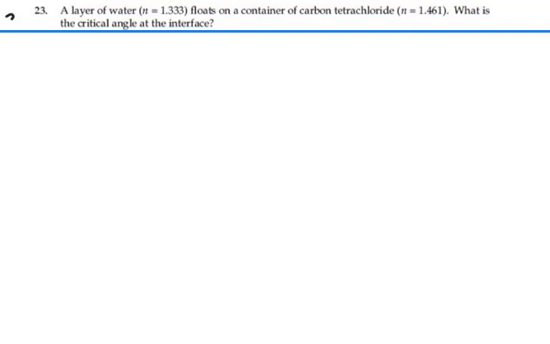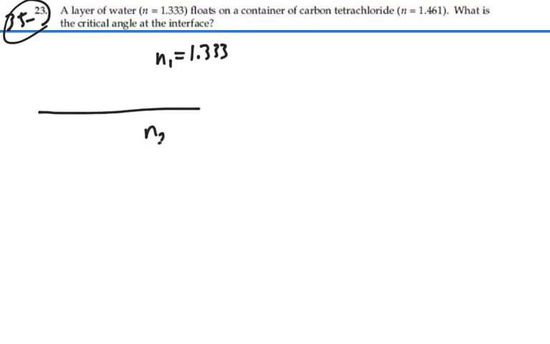Here's 3523. A layer of water, index of refraction 1.333, floats on a container of carbon tetrachloride, n equals 1.461. What is the critical angle at the interface? So we have an interface between water, let's call that n1, 1.333, and carbon tetrachloride, 1.461. And we're going to have a critical angle, which means we're going to have total internal reflection.